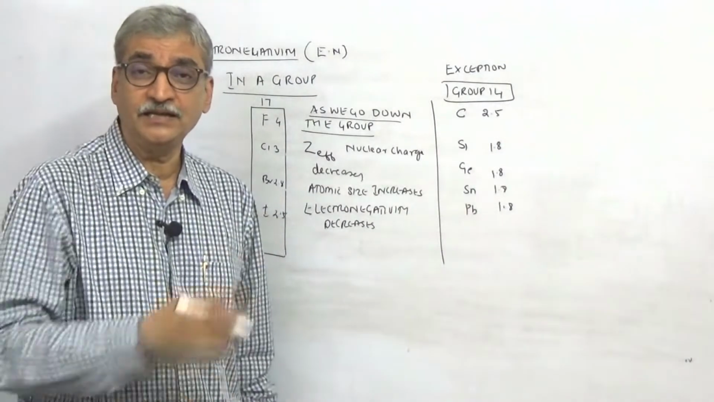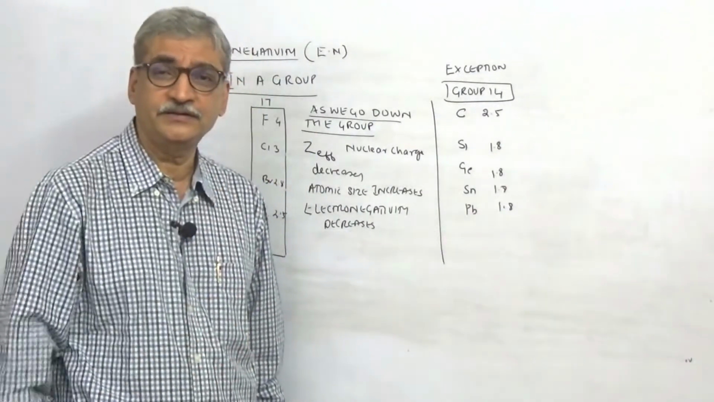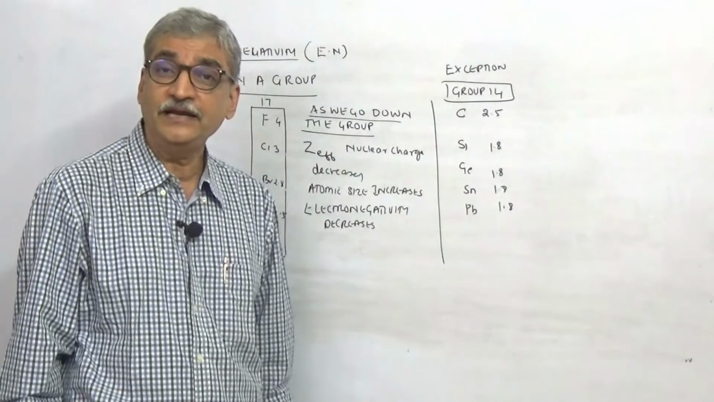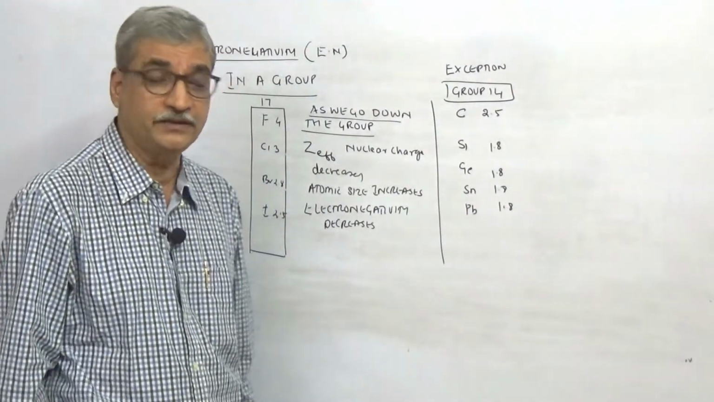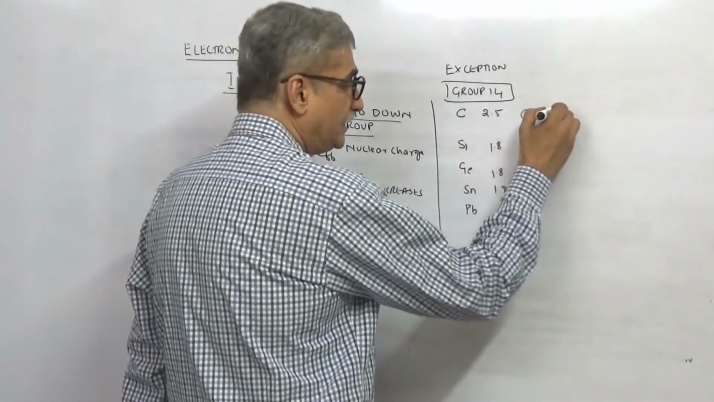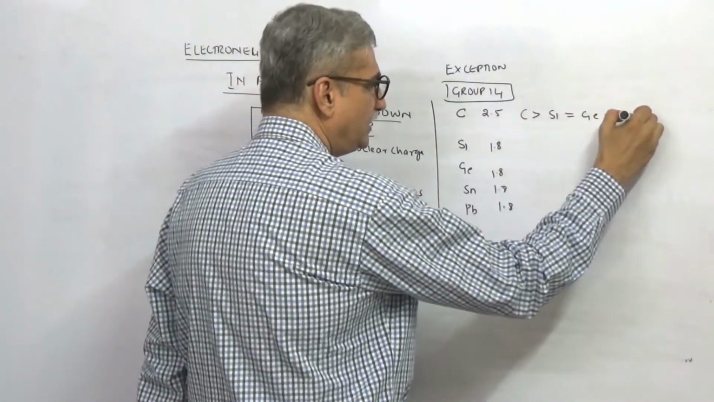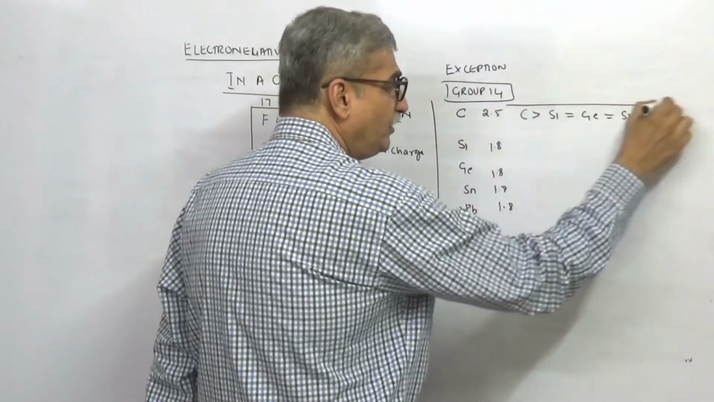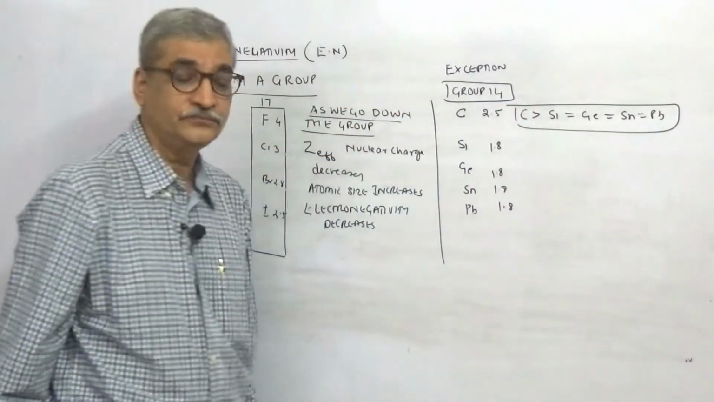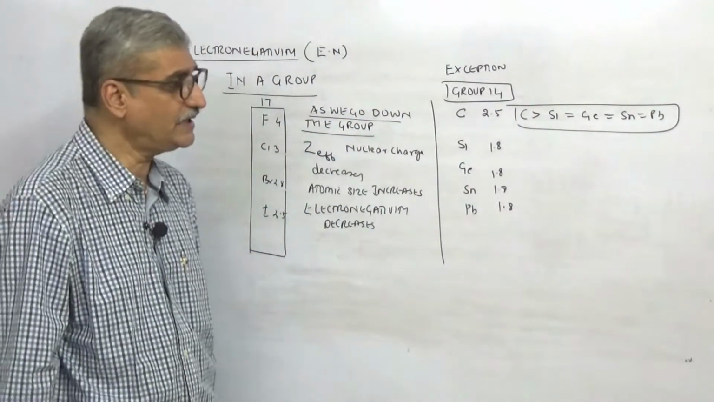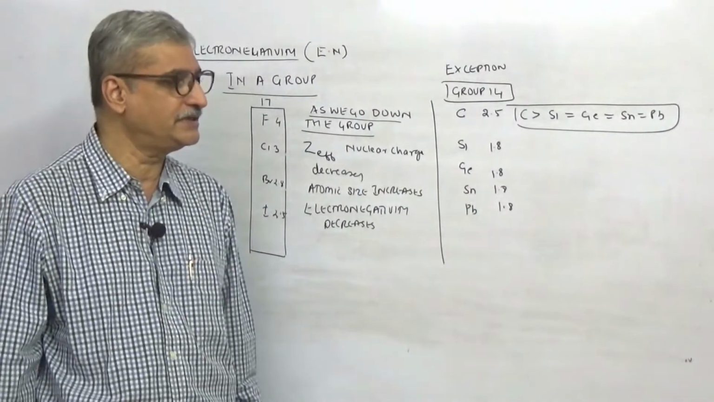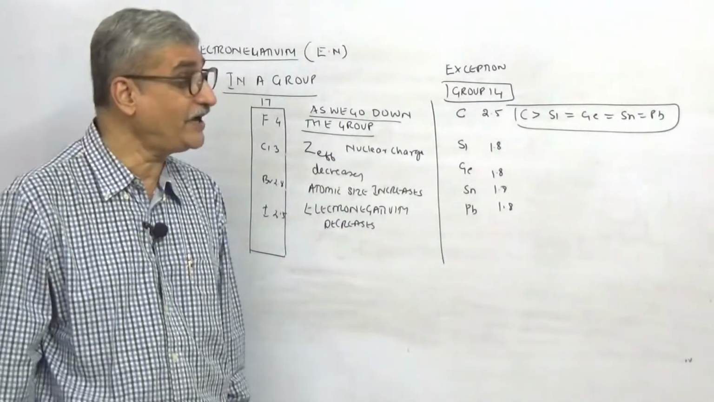So imagine the decreasing order of electronegativity of group 14 will be carbon greater than silicon equal to germanium equal to tin equal to lead. Do you think you will ever mark this answer? You will never mark it, because you will always mark carbon less than silicon, less than germanium, less than tin, less than lead. But the fact is this is an exception.